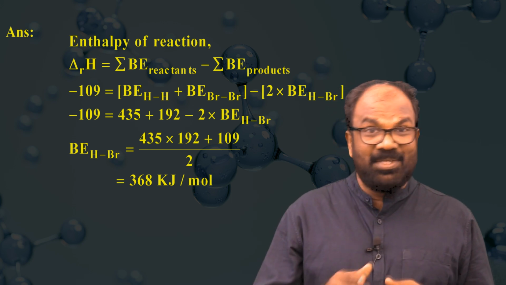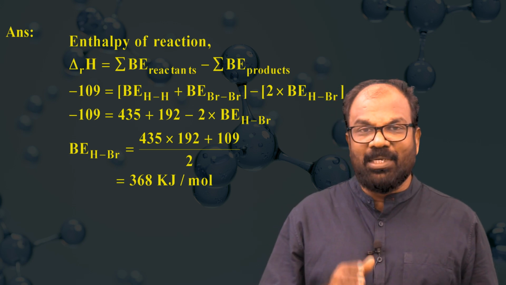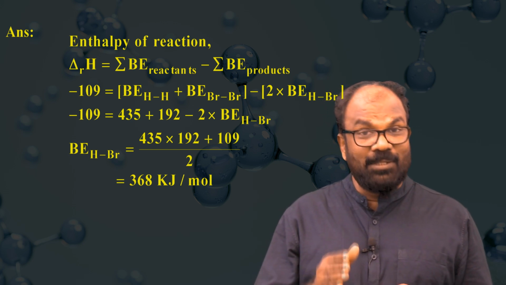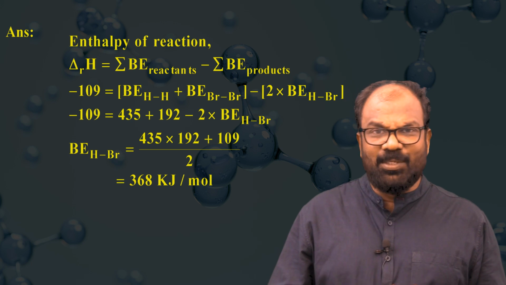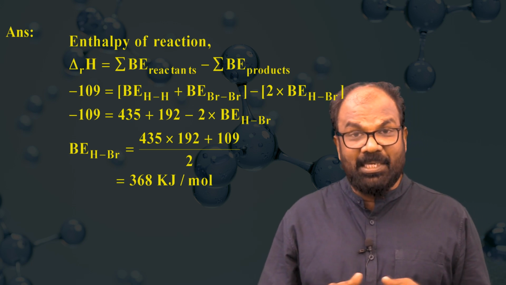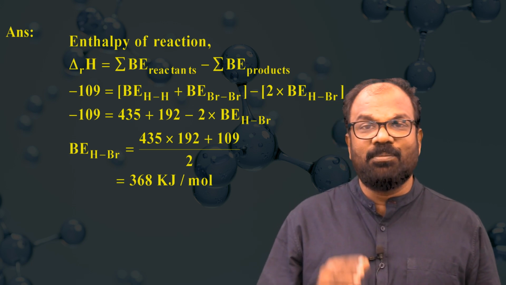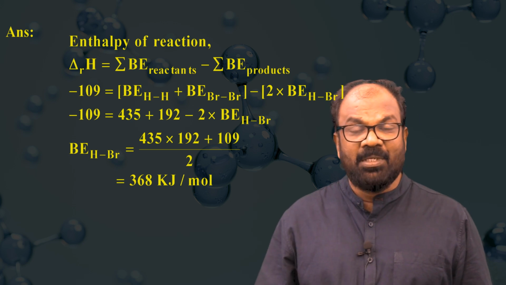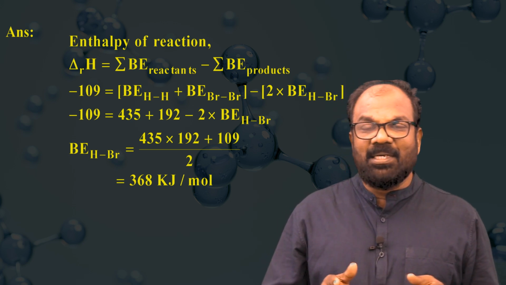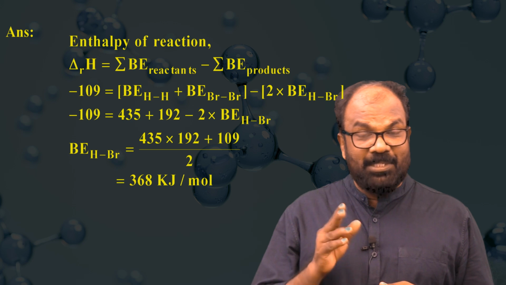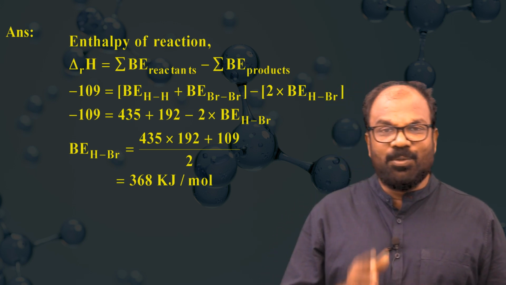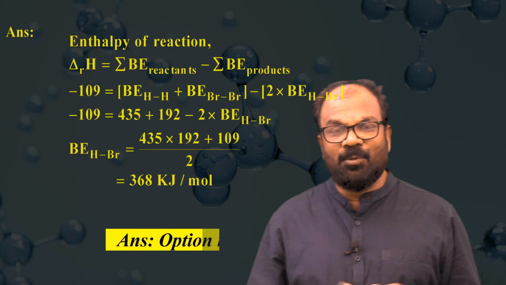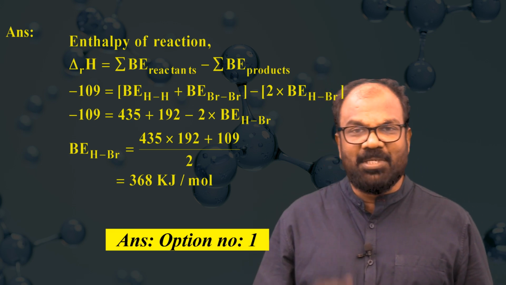Here the enthalpy of reaction is given, which is equal to minus 109, that is equal to 435, the bond energy of the H-H bond, plus 192, the bond enthalpy of the Br-Br bond, minus 2 into bond enthalpy of HBr. So bond enthalpy of HBr is equal to 435 plus 192 plus 109 divided by 2, that is equal to 368 kilojoule per mole. So here the answer is option number 1.